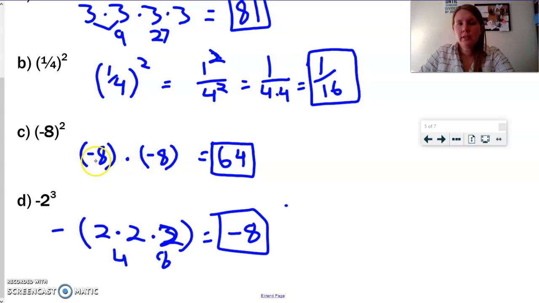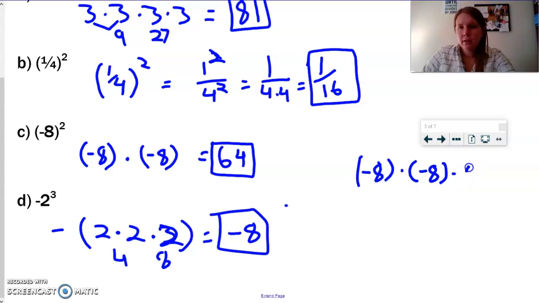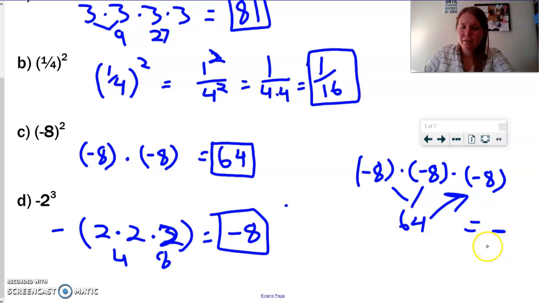So not always are the ones in parentheses going to end up being positive, because in this case, if I were to go, okay, negative 8 times negative 8 times negative 8, we just talked about how a negative times a negative makes a positive, but if I have a positive times a negative, my answer is going to end up being negative. Any case that you have no parentheses but the negative on the outside like this, it means your solution will always be negative.